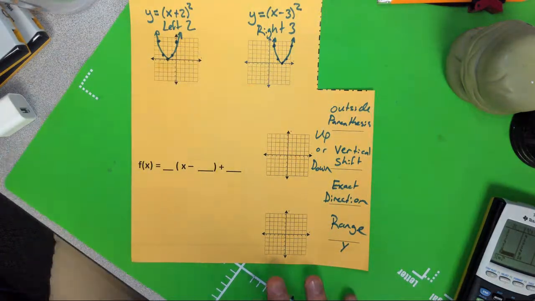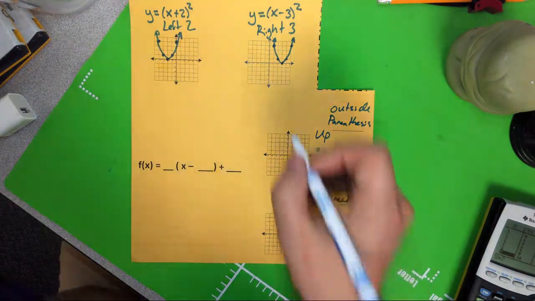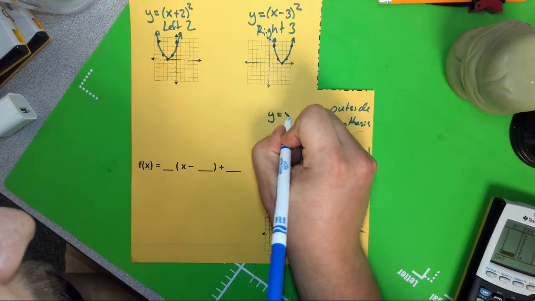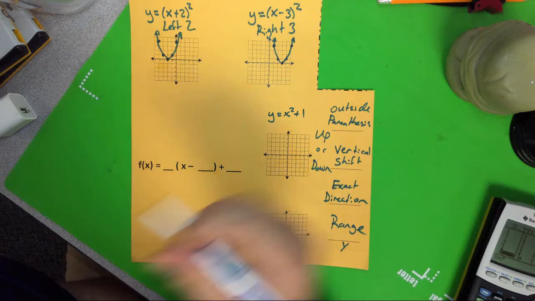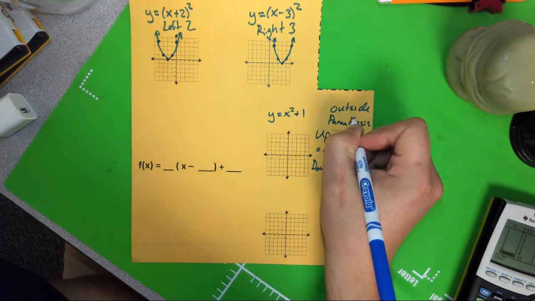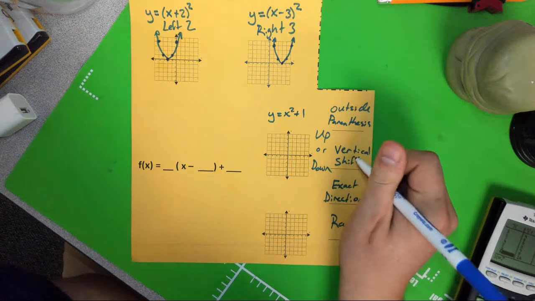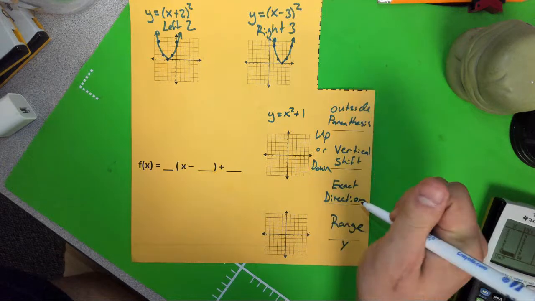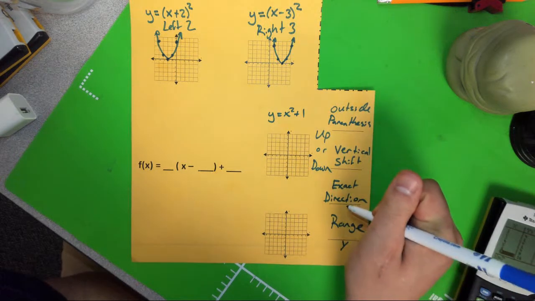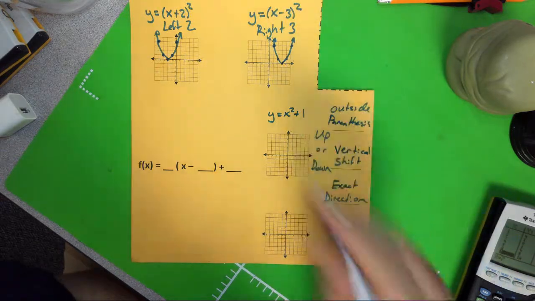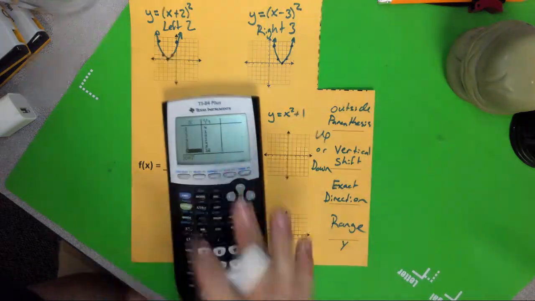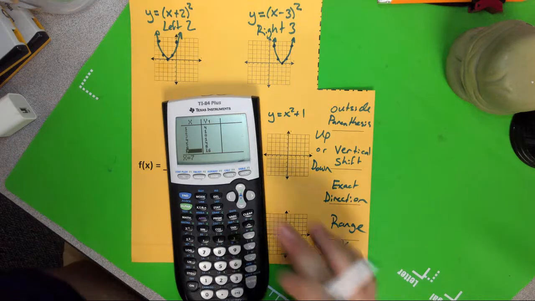Okay, a couple examples. This one's a little different. y equals x squared plus 1. Notice the plus 1 is outside the parentheses, so it fits our mold here. It's going to be a vertical shift in the exact direction we expect. So it should be shifting up 1, because that's the positive y direction. Let's go back to the calculator to make sure.